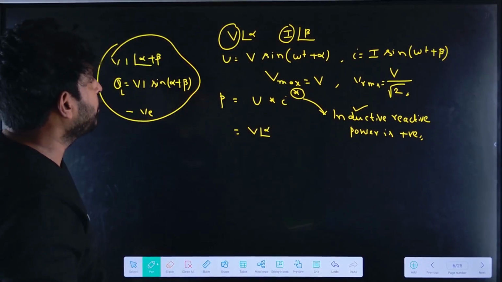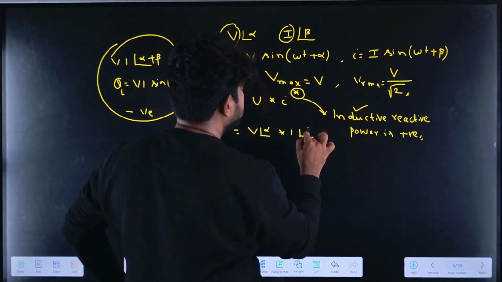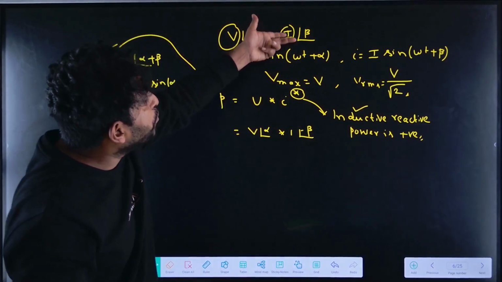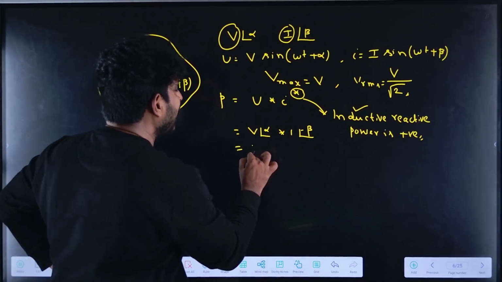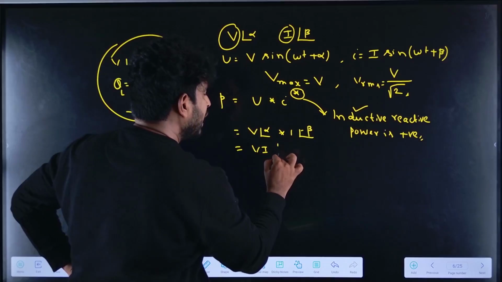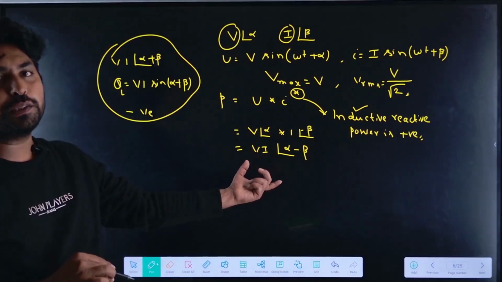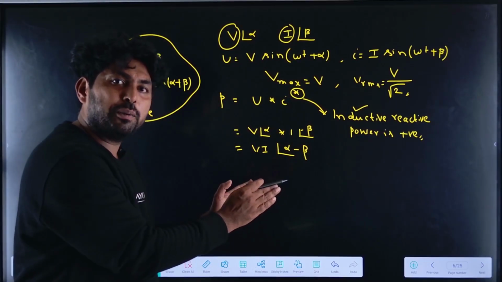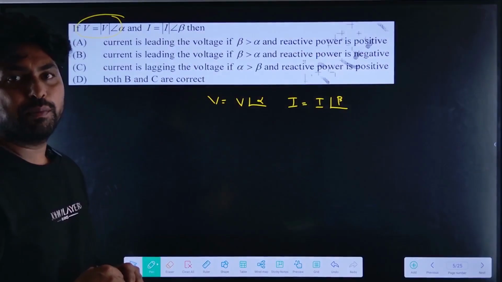VRMS at an angle alpha into IRMS at an angle minus beta. Why? Because it is the complex conjugate of I. So we'll get VI at an angle of alpha minus beta. Now we got the alpha minus beta. Now let us apply the same concept here.